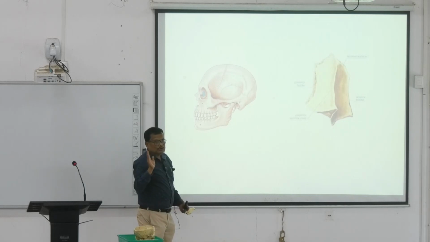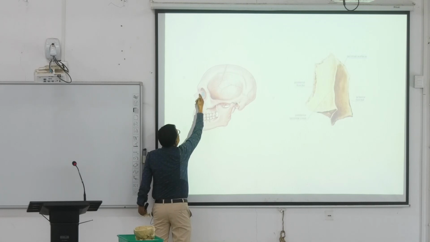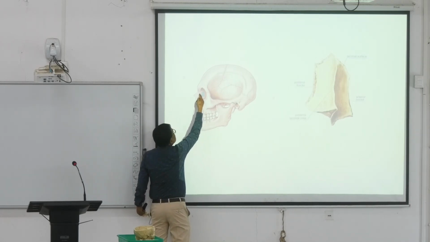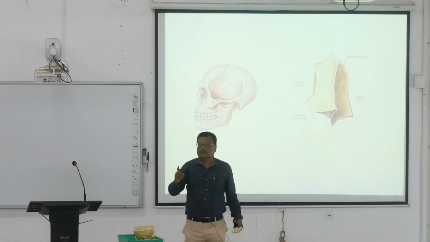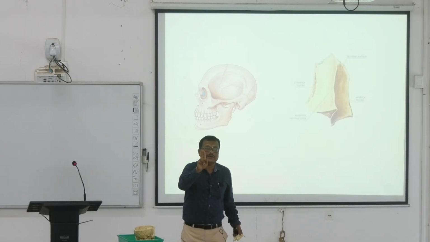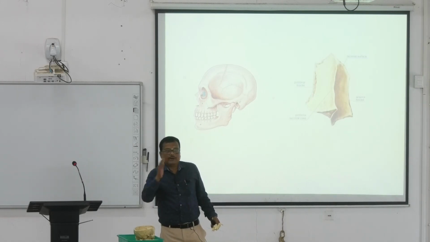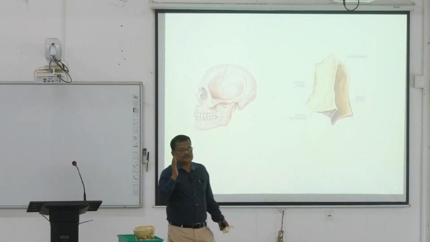Now look carefully. And there is a ridge here in the frontal process of the maxilla. It is called the anterior lacrimal crest. There are two crests, anterior lacrimal crest and posterior lacrimal crest. But the anterior lacrimal crest is situated in the frontal process of the maxilla.